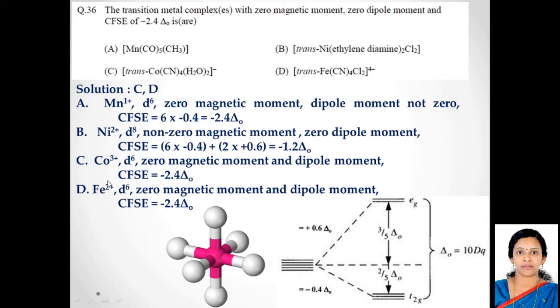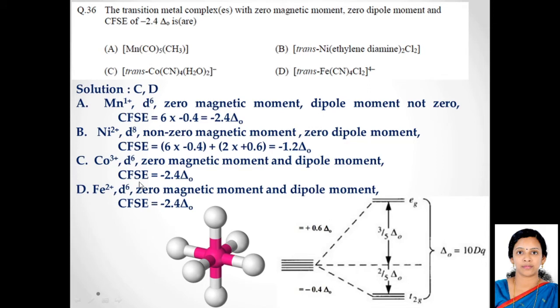Now iron plus 2 is a d6 electronic configuration. d6 we know from before that it has 0 magnetic moment. Dipole moment is also 0 because it is a trans complex. The chlorines are above and below. You can put it either like this or like that. Anyways, it has to have a 180 degree angle. So the two chlorides are above and below, and the dipoles of the individual bonds will get cancelled out, so it will not have any dipole moment.